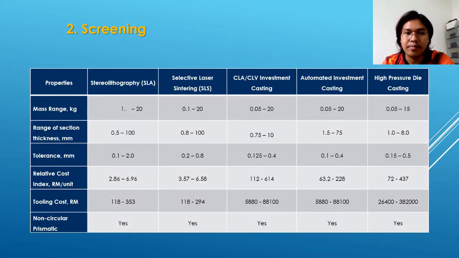For the screening step, all the properties are stated based on the correlation of objective and the constraints that have been set. Among the properties are the mass range, the range of section thickness, the tolerance, the relative cost index, the tooling cost, and the non-circular prismatic. All the process information are stated in the table.